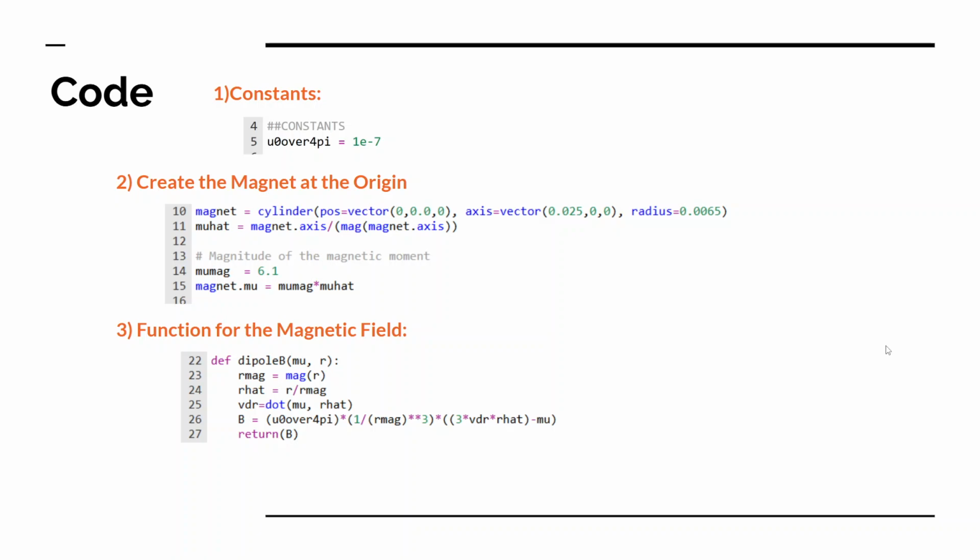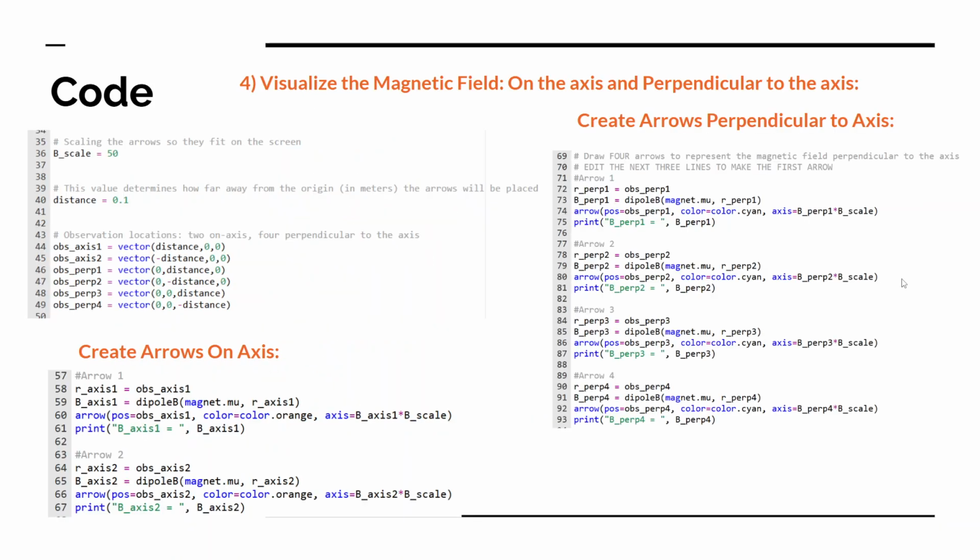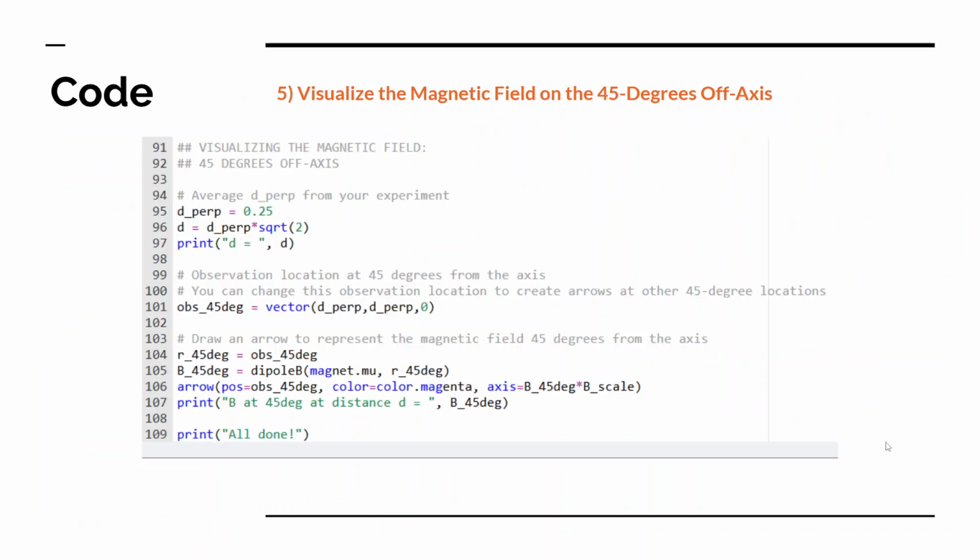For the code, first we have to write down the constants, then we have to create the magnet at the origin, then we have to use a function for the magnetic field. Then we have to visualize the magnetic field on the axis and perpendicular to the axis. We then created arrows on the axis, as can be seen here, and then created arrows perpendicular to the axis. Right here, we created 4 to be perpendicular and 2 on the axis.